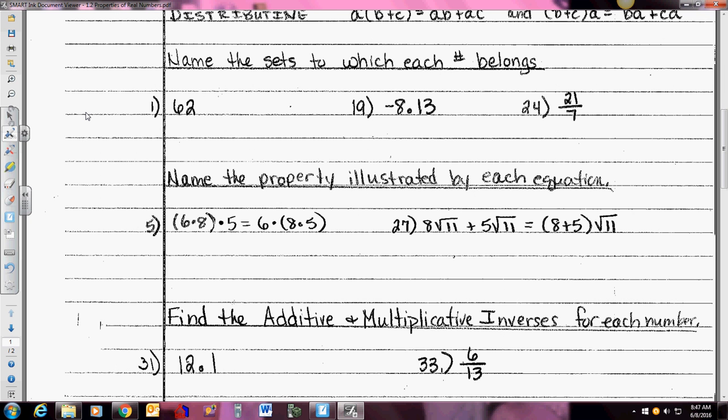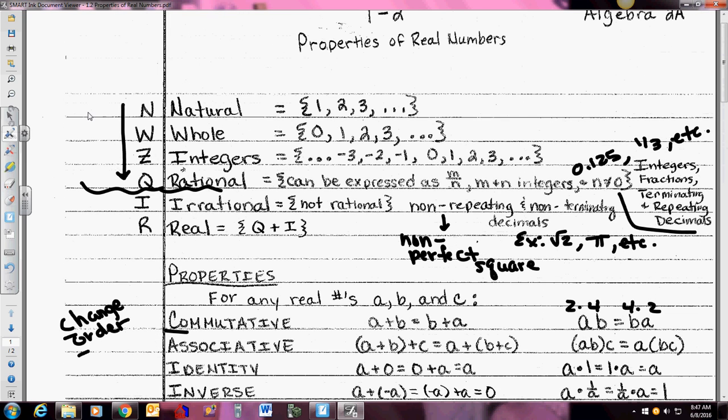Name the sets to which each number belongs. So they're asking what type of numbers are these. So if you go back up, we've got our natural, whole, integer, rational, irrational, and real. So you want to make sure you're looking up here when you answer those questions. I always start with natural. I just kind of go down the list. I ask myself, is it N? Yes or no? And then I keep going.